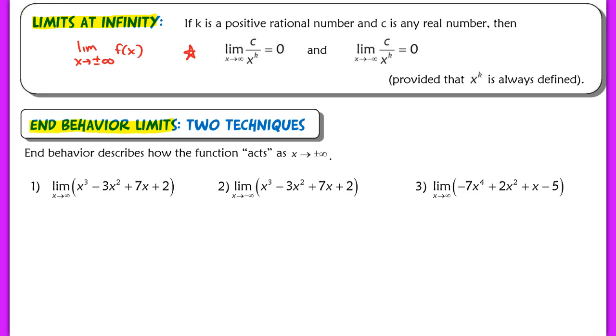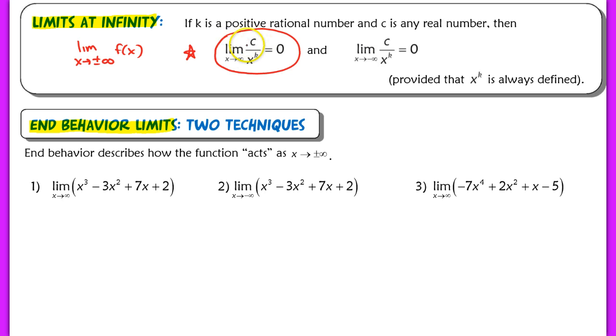All right, so this theorem states that if k is a positive rational number and c is any real number, then the limit as x approaches infinity of c over x to the k, that limit will be 0. And if you approach negative infinity, you will have the same limit, 0. The notation here might be tough in this theorem, but if we take a look at the first portion of this theorem, it makes a lot of sense if we break it down.